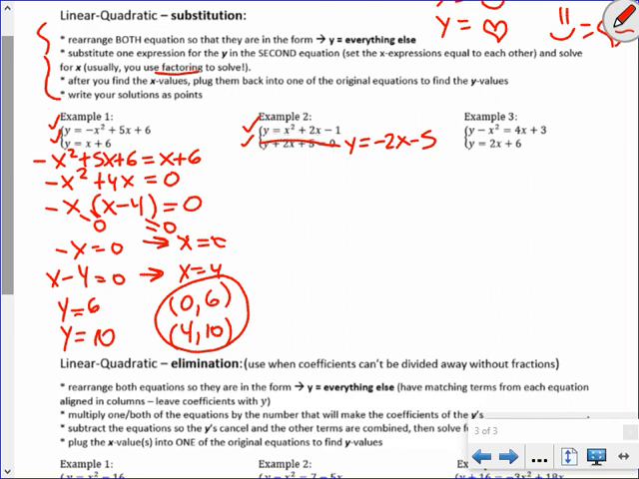Set them equal to each other. Because if they're both equal to y, then they're equal to each other. So x squared plus 2x minus 1 is equal to negative 2x minus 1. If you have your equations, set them equal to each other.